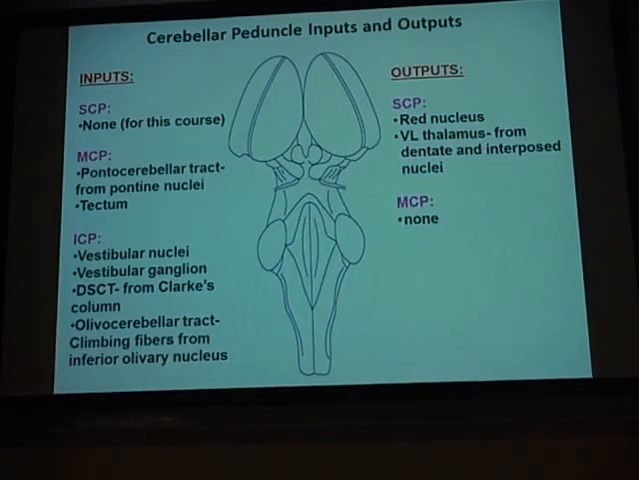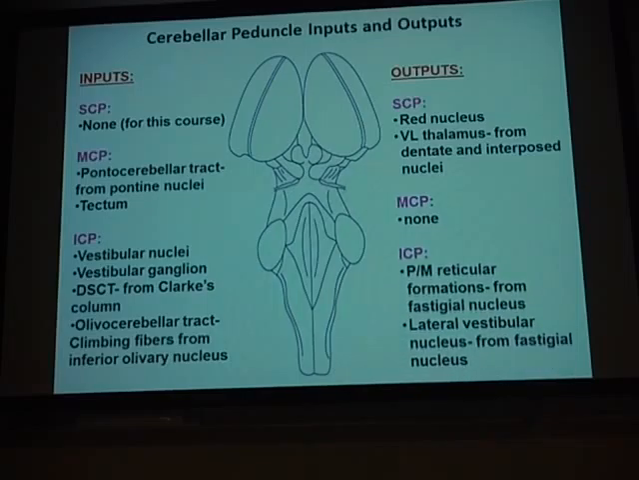The MCP has no output, so that big, thick peduncle is only carrying information in. It's not carrying any information out. And then the ICP is going to carry that vestibular information back to the vestibular nuclei. It's also going to be sending information to the reticular formation, the PM, pontine and medullary reticular formation.